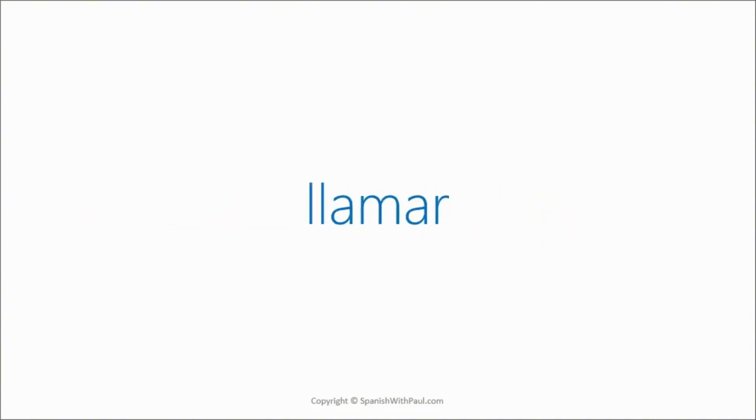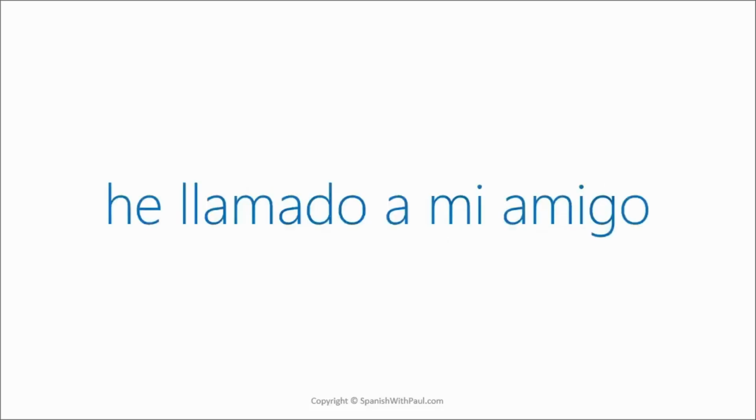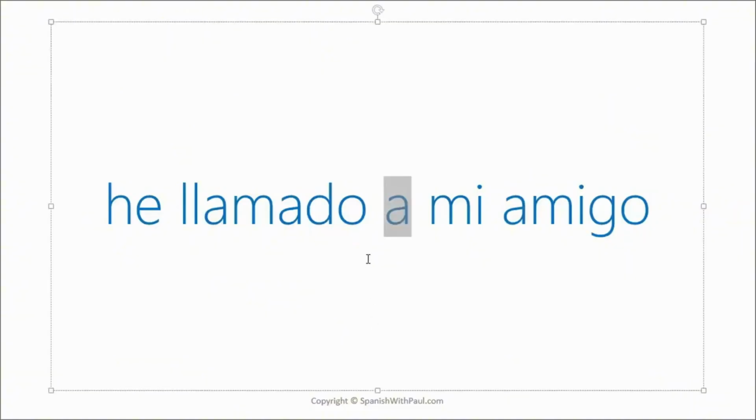What does the verb llamar go to? Llamado. I have called. He llamado. I've called my friend. He llamado a mi amigo. Did you remember to throw in the personal a? Because here we have a verb and here we have some kind of person or people. So it requires the personal a. He llamado a mi amigo.